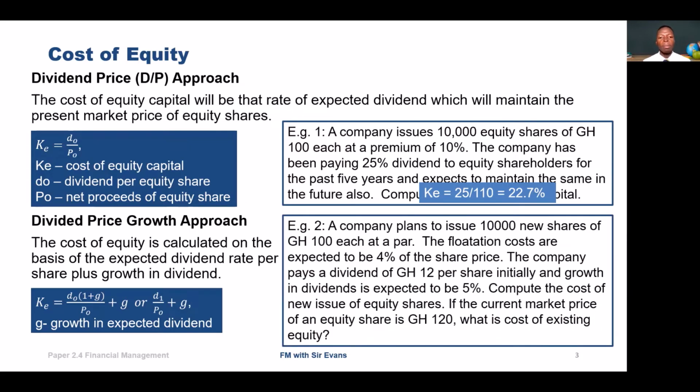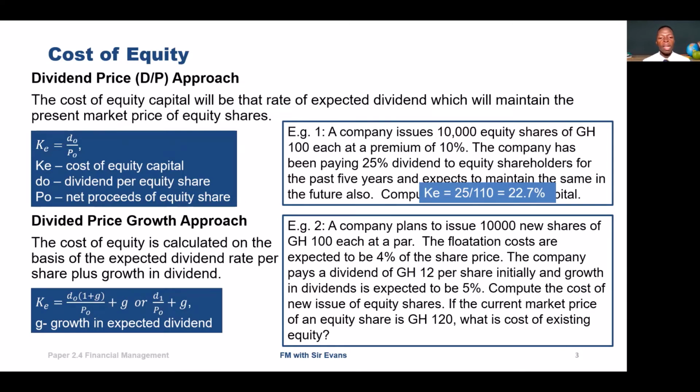Okay, so we'll take a scenario. A company plans to issue 10,000 new shares of 100 cedi each at par. The flotation costs are expected to be 4% of the share price. The company pays a dividend of 12 cedi per share initially, and growth in dividend is expected to be 5%. Compute the cost of new issue of equity shares if the current market price of an equity share is 120 cedis. What is the cost of existing equity? So in this scenario, we are being asked to find the cost of equity. When you are asked such a question, you ask yourself, what variables do I need to solve this particular question?